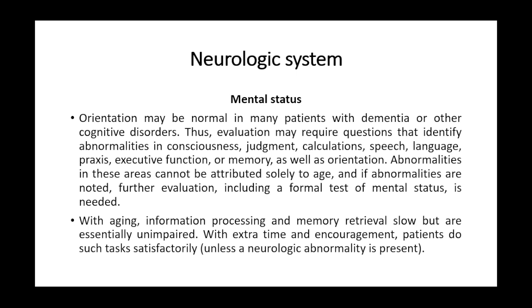Orientation might be normal in many patients with dementia or other cognitive disorders. Thus, evaluation may require questions that identify abnormalities in consciousness, judgment, calculation, speech, language, praxis, executive function, or memory, as well as orientation. Abnormalities of these areas cannot be attributed solely to age, and if abnormalities are noted, further evaluation, including a formal test of mental status, is needed. With aging, information processing and memory retrieval slow, but they are essentially unimpaired. With extra time and encouragement, patients do such tasks satisfactorily.